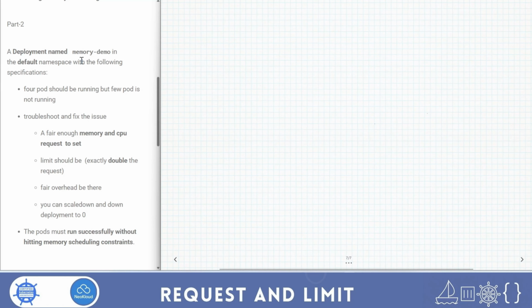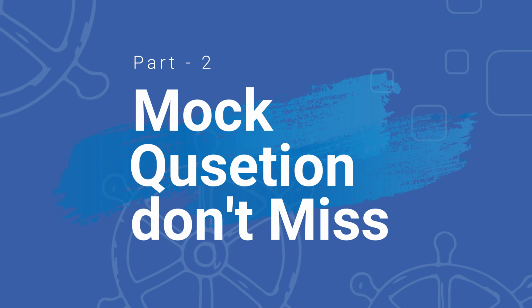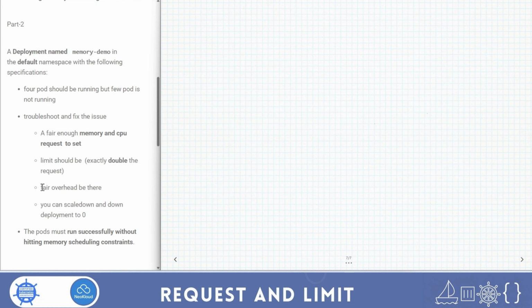A deployment named memory-demo in the default namespace with the following specification: 4 pods should be running but a few pods are not running. Troubleshoot and fix the issue. Set fair memory and CPU requests. The limit should be exactly double the request, and a fair overhead should be there. You can scale the deployment down to 0. The pod must run successfully without hitting a memory scheduling constraint.